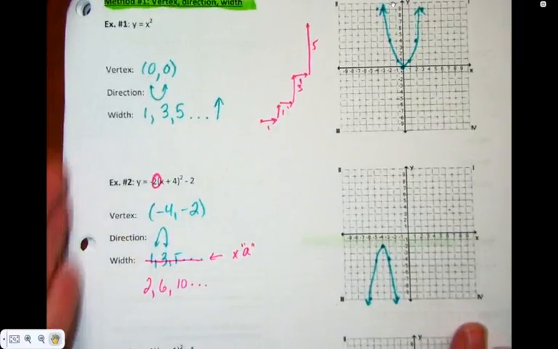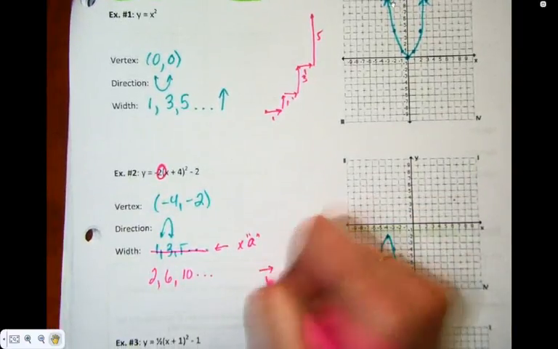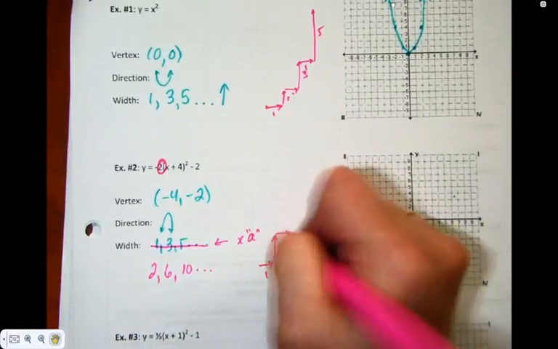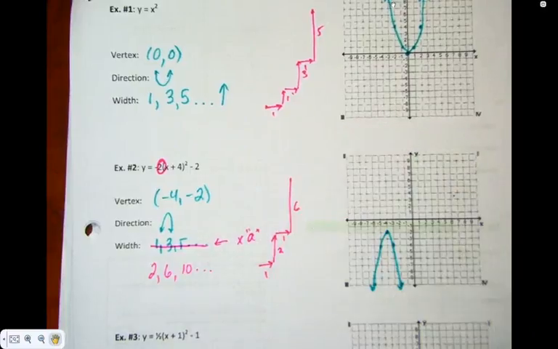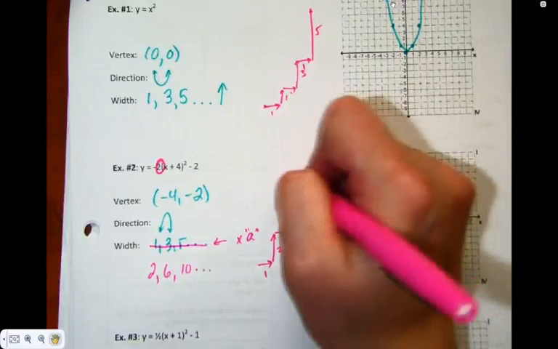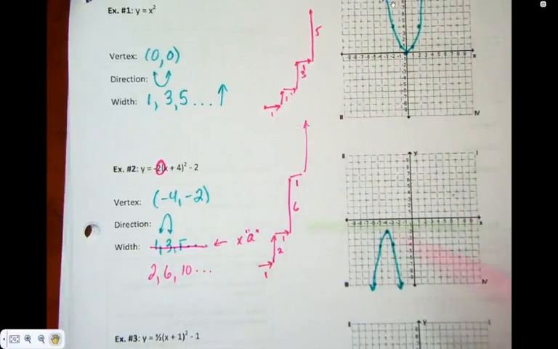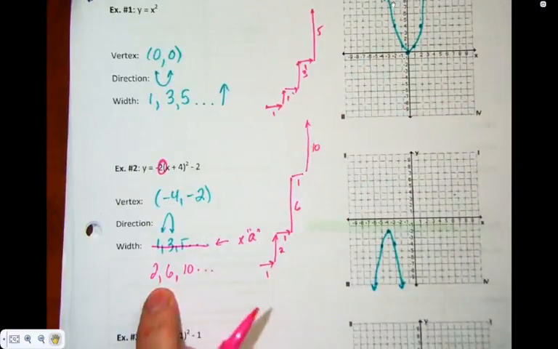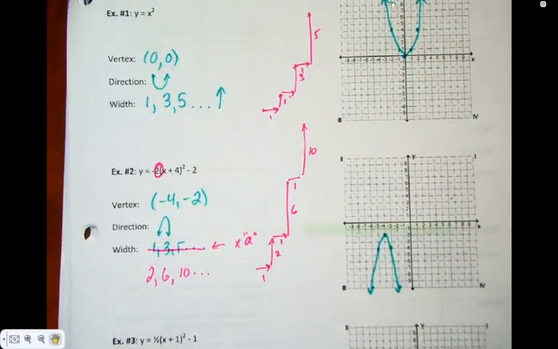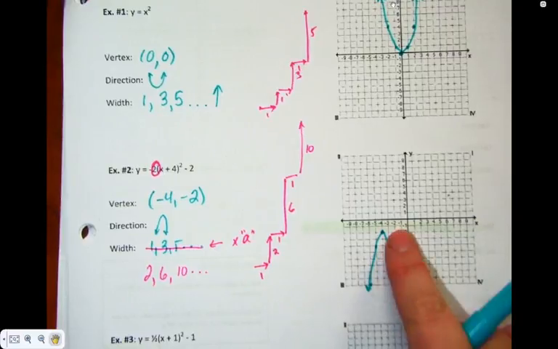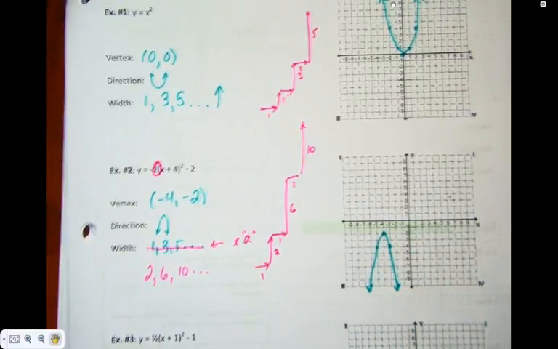What I did in this one, because of the a value of 2, is I still went over 1, but I went up 2. So 1 times 2 is 2. Then I went over 1 and up 6. Then, if I went down, but whatever, you'll figure that out. If I had room, I would have gone over 1 and 10. And that all just comes from the value of a at the front of the equation. So down 2, down 6, and I would have gone down 10, but I ran out of space.